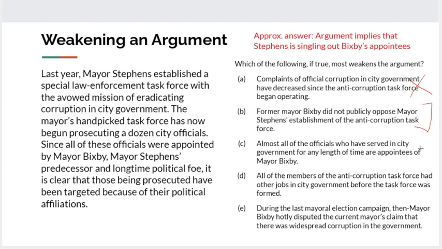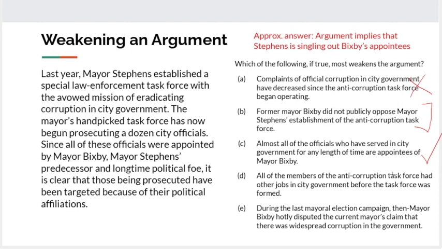C, almost all of the officials who served in city government for any length of time are appointees of Mayor Bixby. Right, that's going to be the correct answer because that meshes with this idea that the argument is implying that Stevens is somehow singling out Bixby's appointees. But if nearly all the officials who have been in government for any length of time are appointed by Mayor Bixby, then that certainly weakens this argument that he's been singling them out.